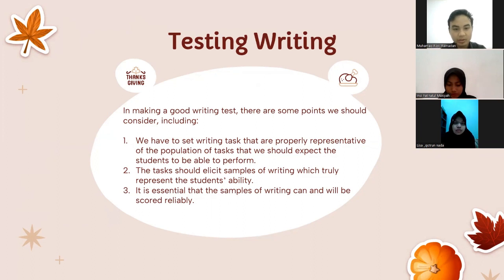There are three points we should consider. First, we have to set writing tasks that are properly representative of the population of tasks that we should expect the students to be able to perform. Second, the task should elicit samples of writing which truly represent the student's ability. And third, it is essential that the samples of writing can and will be scored reliably.